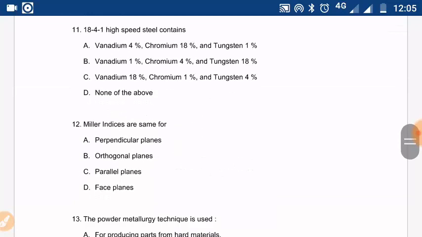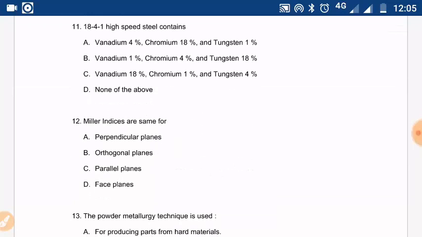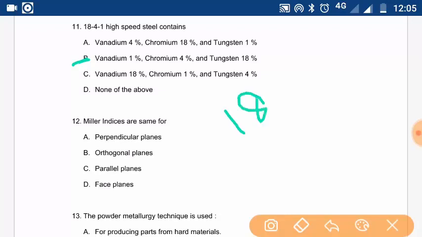Now question number 11. 18-4-1 high speed steel contains first vanadium 4%, chromium 18% and tungsten 1%; vanadium 1%, chromium 4% and tungsten 18%; vanadium 18%, chromium 1% and tungsten 4%; and D, none of the above. So the correct answer will be option B. Okay. So 18-4-1 means 18% tungsten, 4% chromium and 1% vanadium.